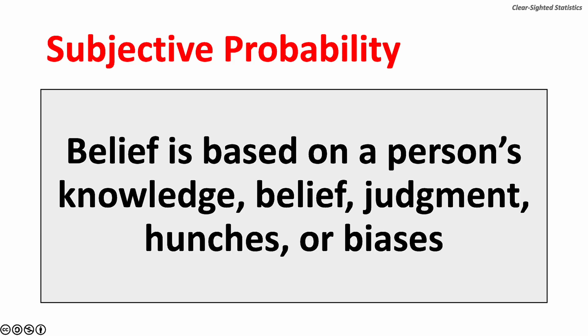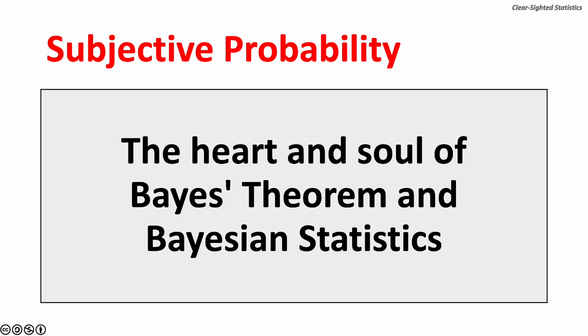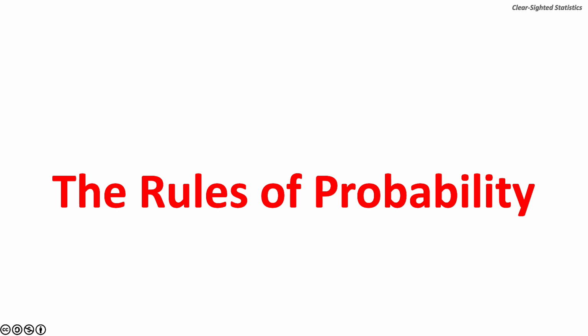And lastly, there is subjective probability. This form of probability is based on a person's knowledge, belief, judgment, hunches, or biases. Subjective probability is the heart and soul of Bayes' theorem and Bayesian statistics. We will review Bayes' theorem later in this lecture. We will now turn to the rules of probability.